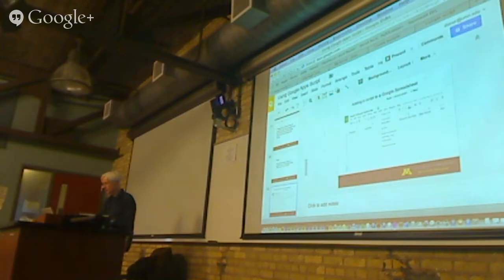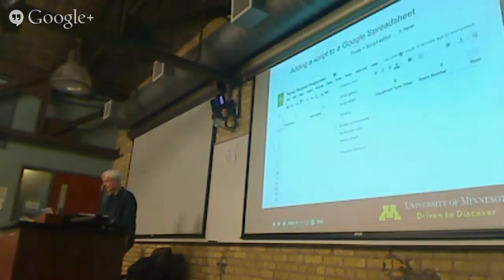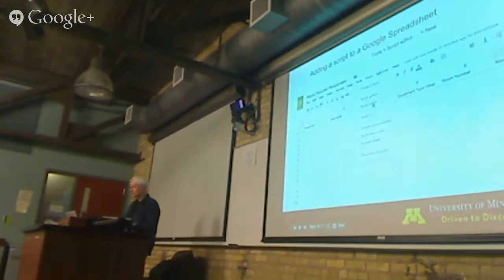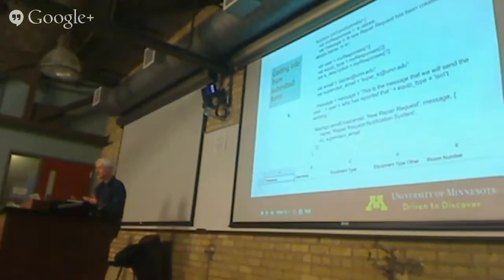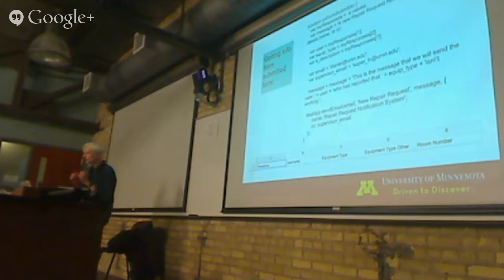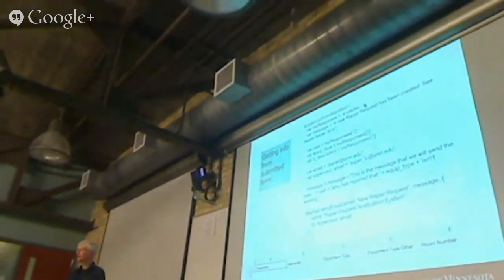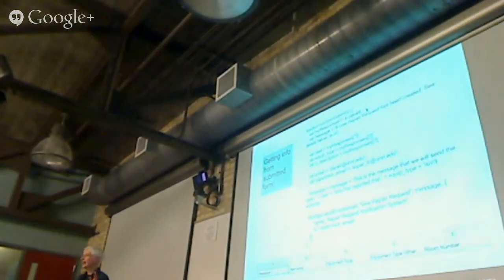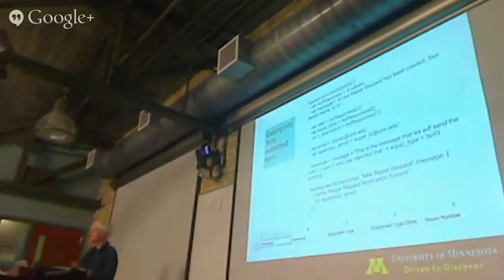Okay. So we already saw that script editor. And so this is to kind of give you an idea of what the code actually does. So the really important thing in the function on form submit is the e.values. That's critical. You can figure that out and be able to get all that information out of your Google spreadsheet and do whatever you want.